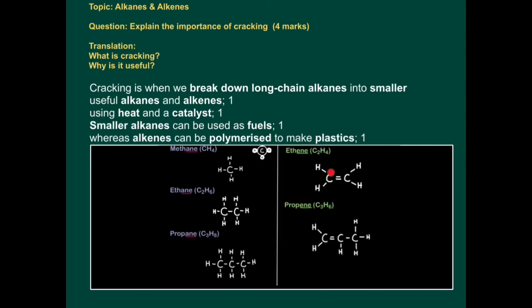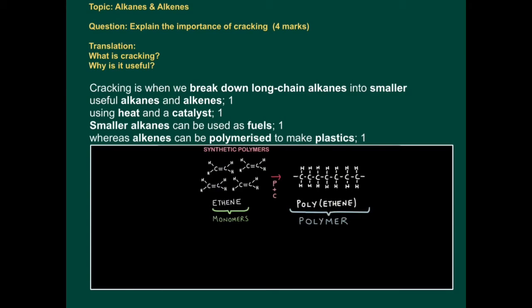So if you remember, alkenes have a double bond which can break open, and then they can be bonded to each other to make a long chain molecule which can be used to make plastic. So for example, here is ethene, and we can break open those double bonds, and through the process of polymerization, in other words making a polymer, a long chain molecule, we make polythene, the plastic.